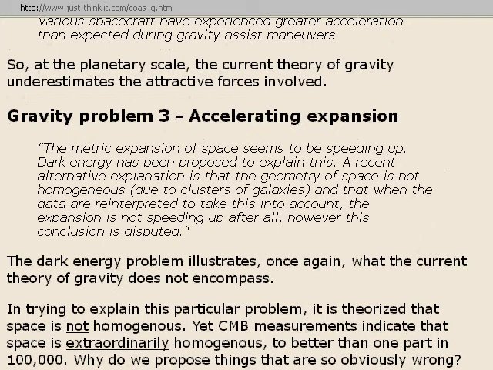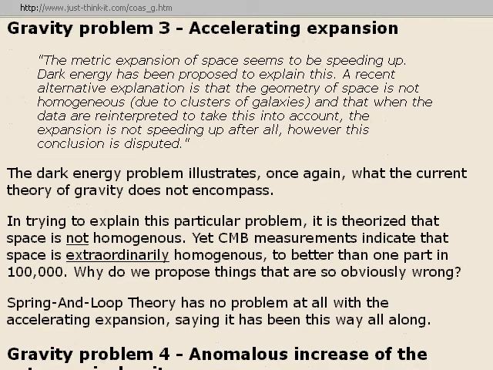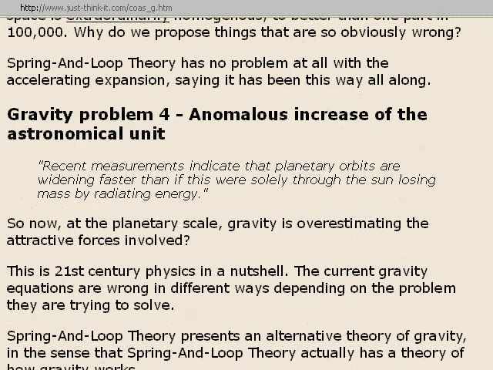A recent alternative explanation is that the geometry of space is not homogeneous due to the clusters of galaxies, and that when the data are reinterpreted to take this into account, the expansion is not speeding up after all. However, this conclusion is disputed. The dark energy problem illustrates once again what the current theory of gravitation does not encompass. In trying to explain this particular problem, it is theorized that space is not homogeneous. Yet cosmic microwave background measurements indicate that space is extraordinarily homogeneous, to better than 1 part in 100,000. Why do we propose things that are obviously wrong? Spring and loop theory has no problem at all with the accelerating expansion, saying it has been this way all along.